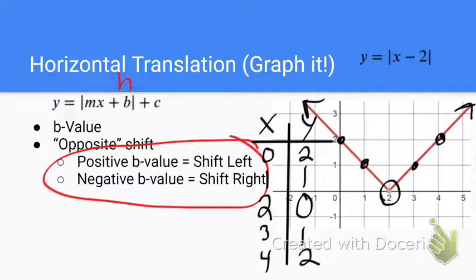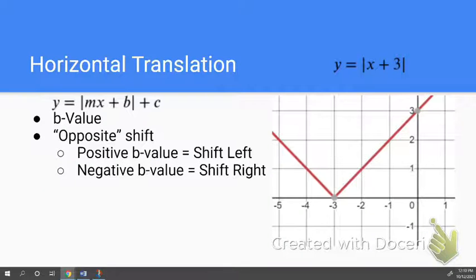Any questions on the horizontal translation? Moved it to the left. So when I have addition inside the absolute value, it's going to move it to the left on the graph. So just another example to look at. You don't have to graph this one. Questions?